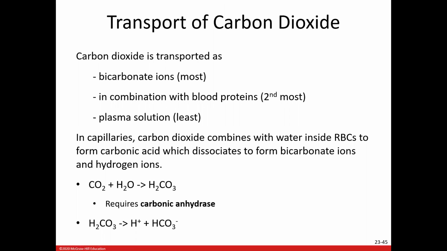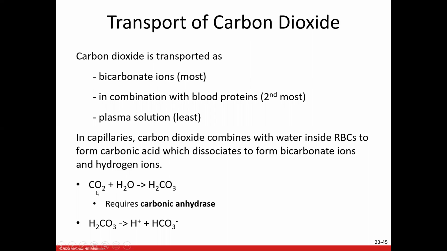Then for carbon dioxide, it can be transported in a couple different methods. Most of your carbon dioxide is going to be transported in what's called bicarbonate ions. Second, most of it is going to be in combination with various blood proteins. And lastly, the least amount is going to be in the plasma, like your oxygen. So carbon dioxide, when it enters the bloodstream, is able to combine with water in a red blood cell to basically form what's called carbonic acid. That is the structure right here. And ultimately, your carbonic acid can dissociate to form a bicarbonate ion and hydrogen ions.